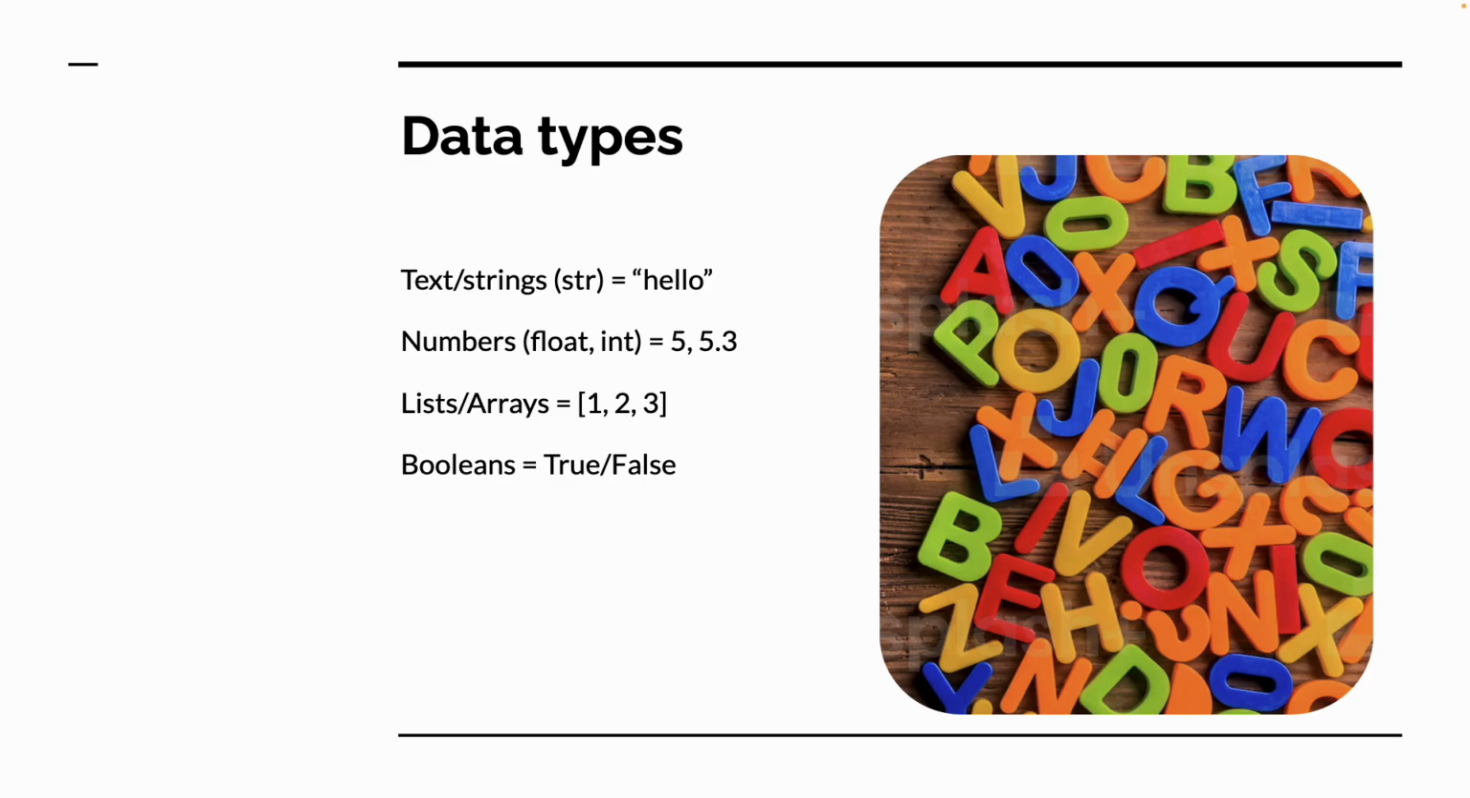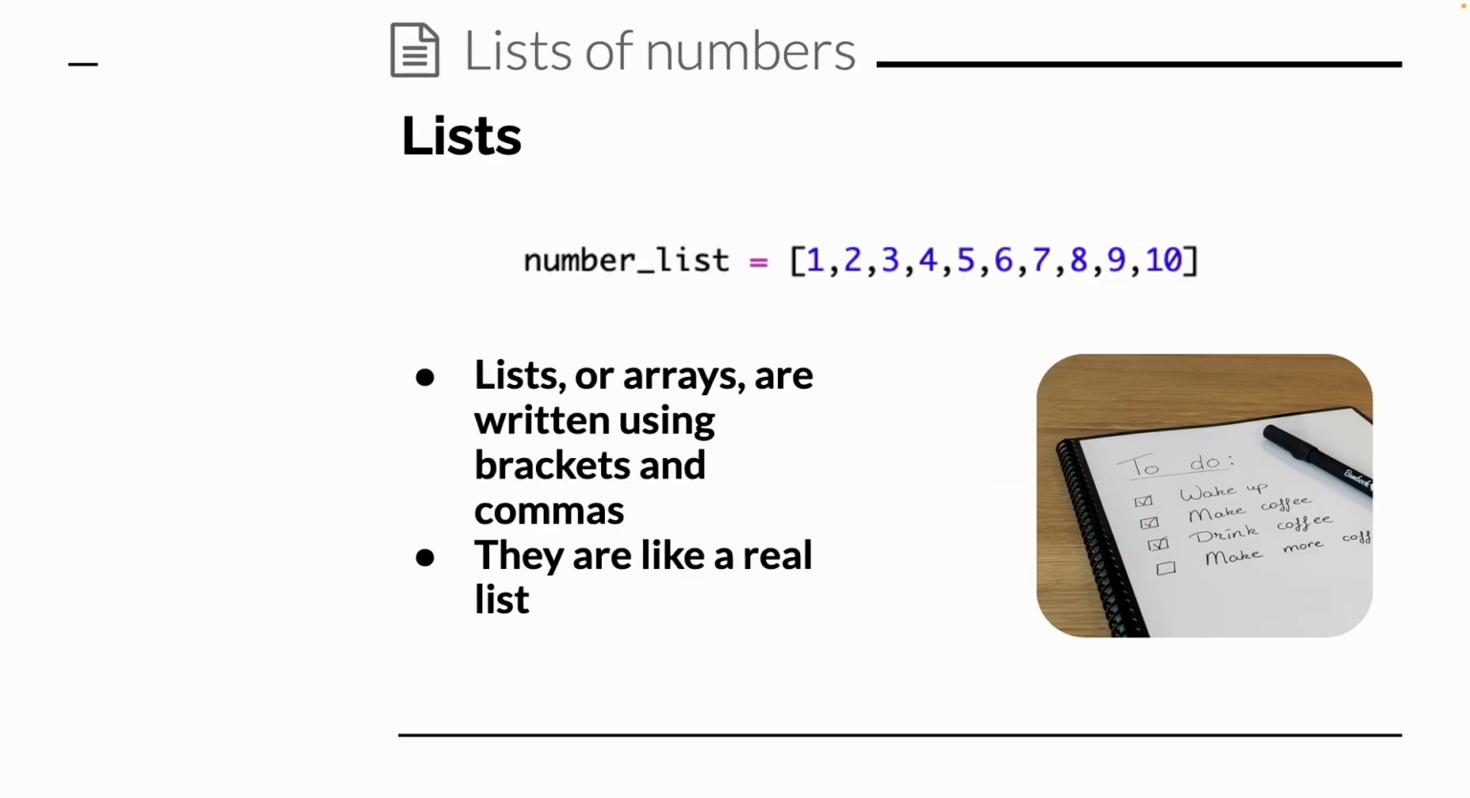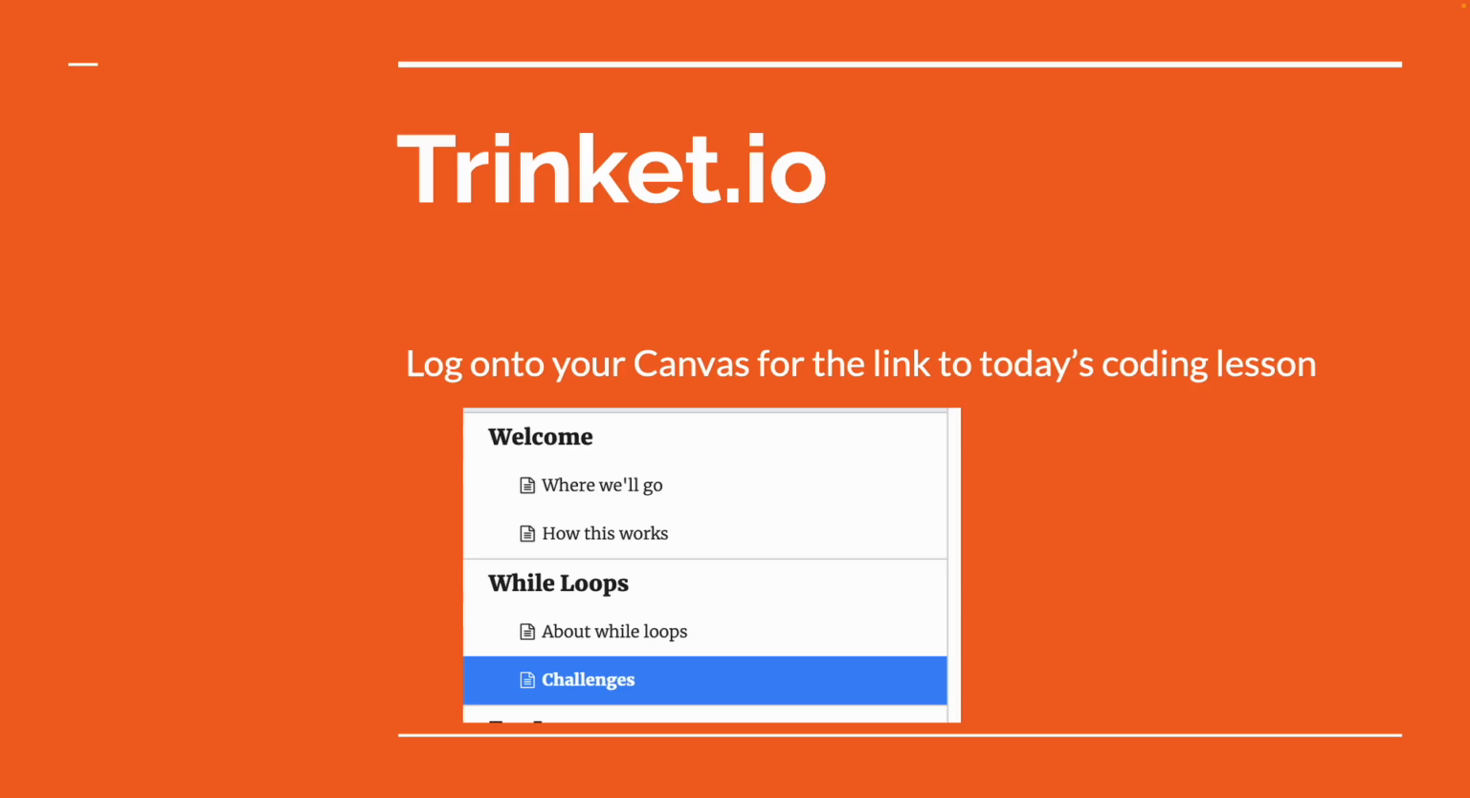Some of the common data types are text and strings, numbers, floats, integers, lists and arrays, and booleans. Lists hold multiple items like 1, 2, and 3 enclosed in brackets and can store various data types, and booleans represent true or false values. They are represented like this in Python, but they are similar to real lists in real life. In Trinket.io, we have an example showing today's lesson.